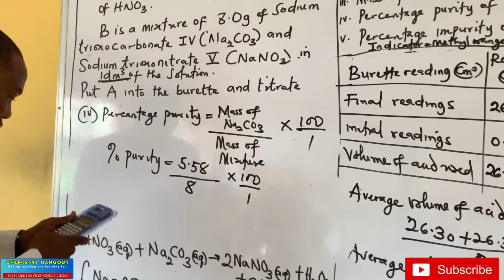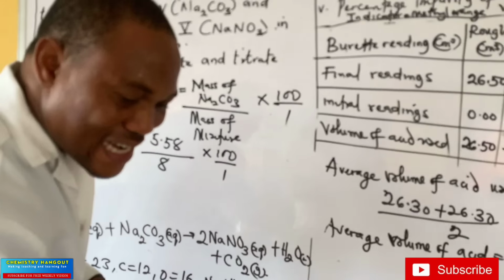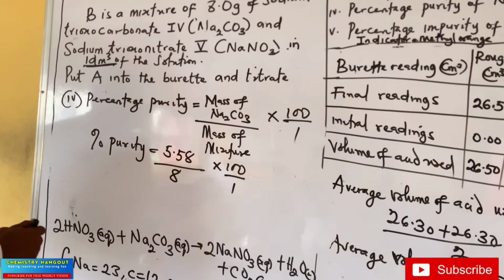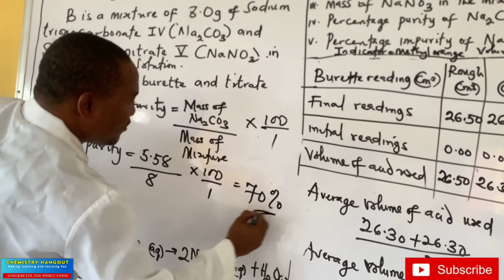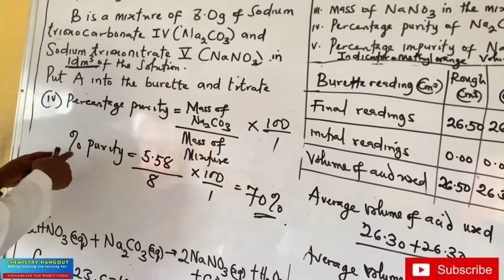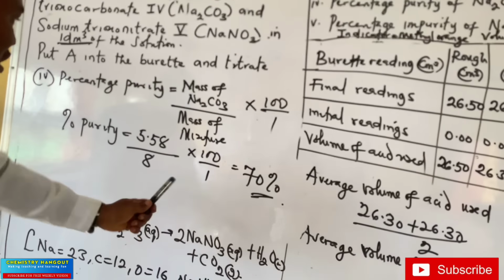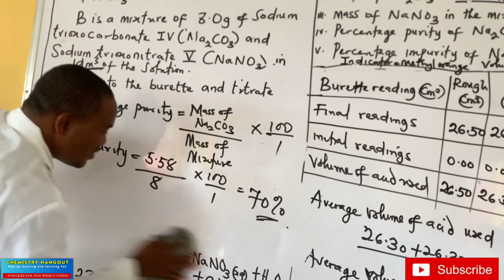So divide by 8. That's giving us 69.75. That's approximately 70%. So this is 70%. Please remember to put your percent because you are dealing with percentage purity. So that's the percentage purity, right?